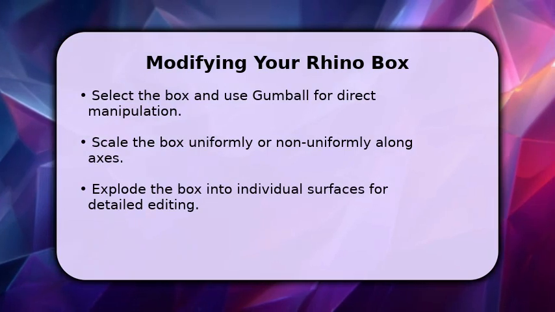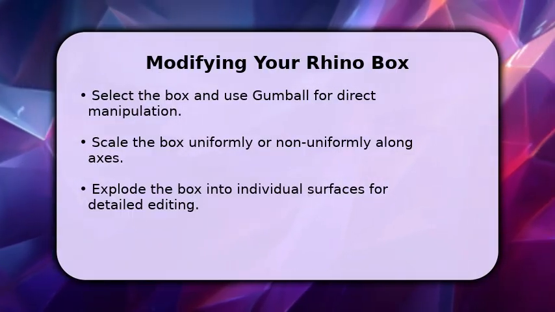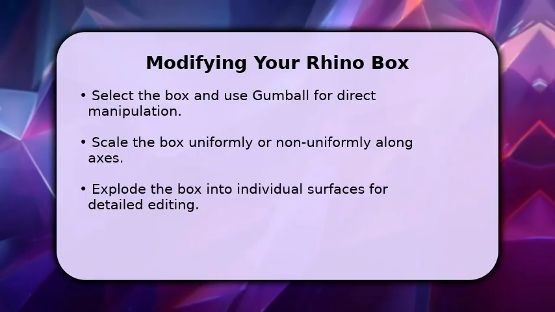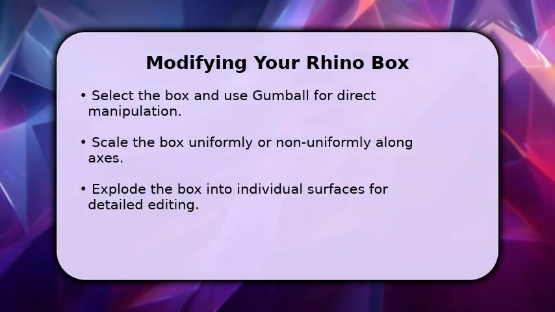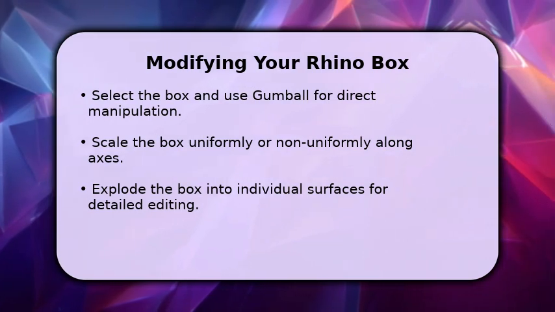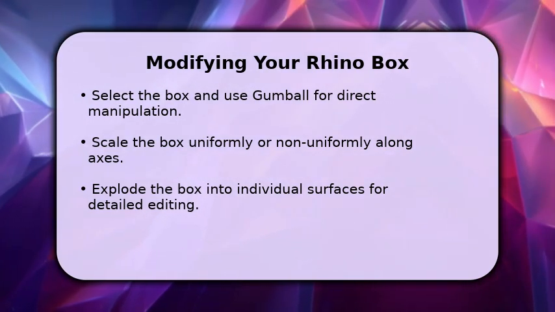Once your box is created, Rhino provides numerous tools for modification. Simply select the box and activate the gumball manipulator for intuitive, direct editing of its position, rotation, and scale. You can scale the box uniformly to maintain proportions or non-uniformly along specific axes.